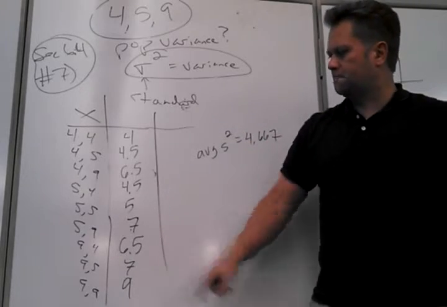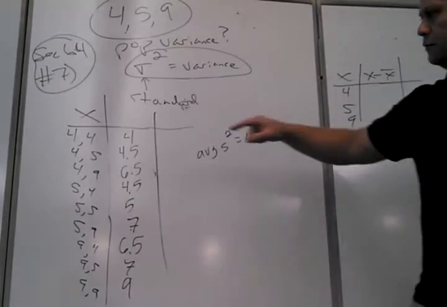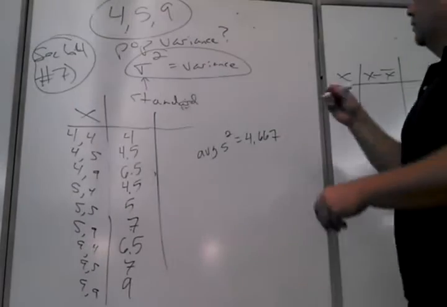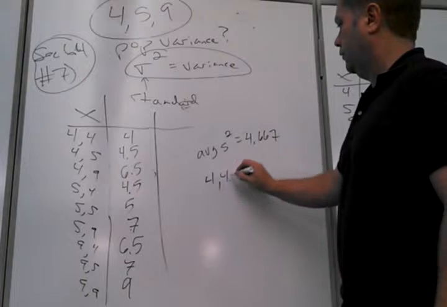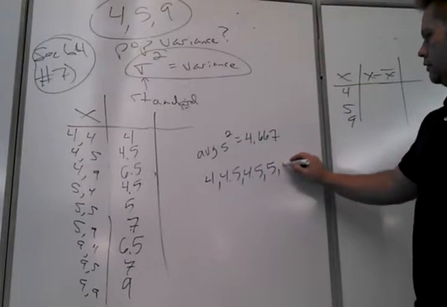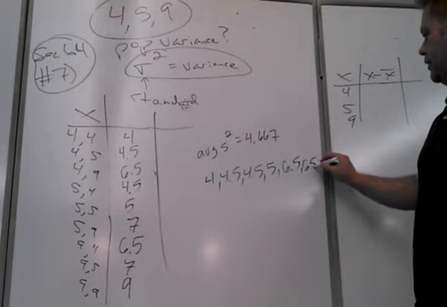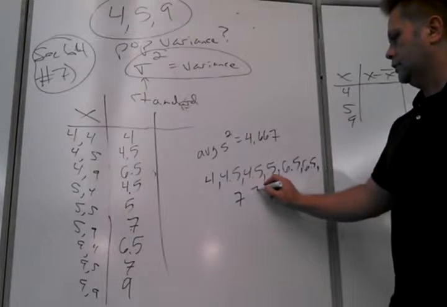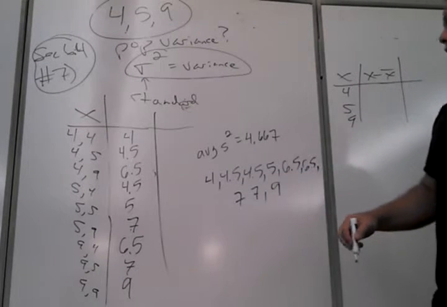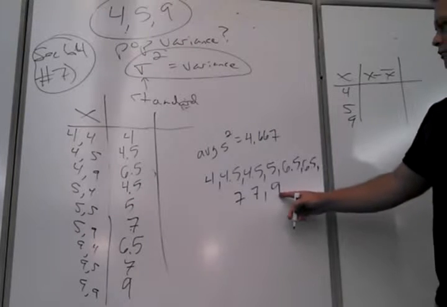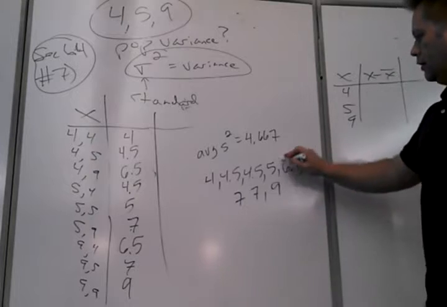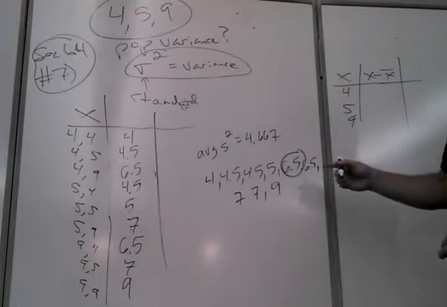Now this is what's interesting to me. If you put this in order, let's try to put this in order real quick. 4, 4.5, 4.5, 5, 5, 6.5, 6.5, 6.5, 7, 7, 7, 9. Is that everybody? 1, 2, 3, 4, 5, 6, 7, 8, 9. Good. What's the median here? 1, 2, 3, 4, 5. Isn't that the median?